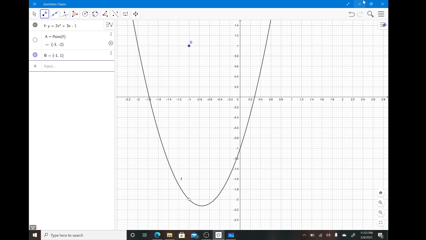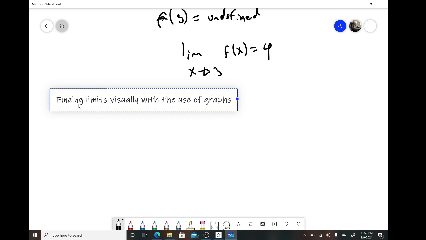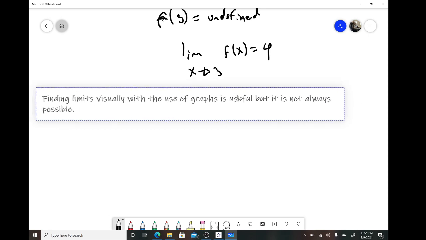So this is a quick illustration, or a better looking illustration of what I was just saying. Now, finding limits visually with the use of graphs is useful, but it is not always possible. The reason why it's not always possible is because sometimes you're not given the actual function to graph.